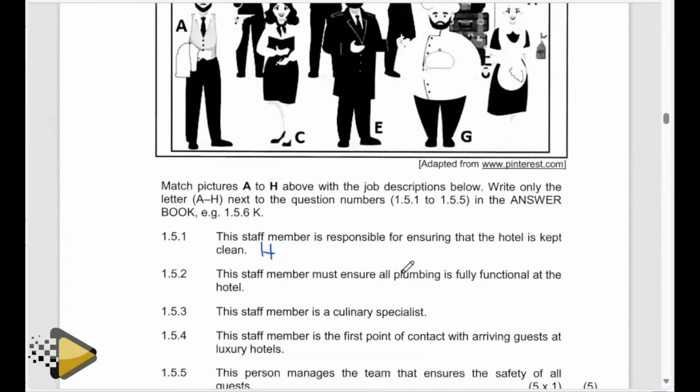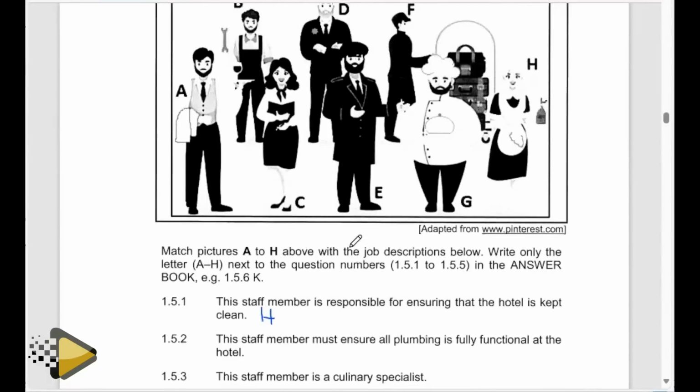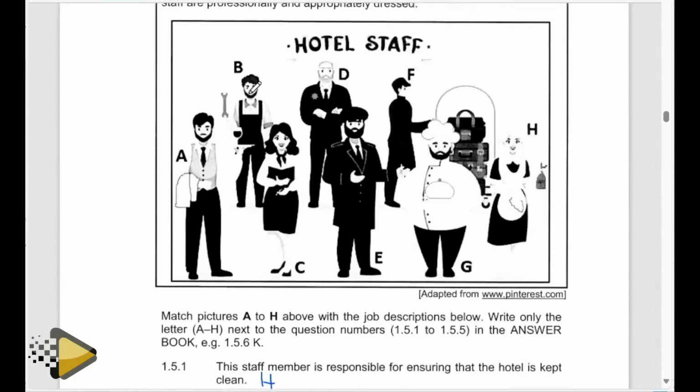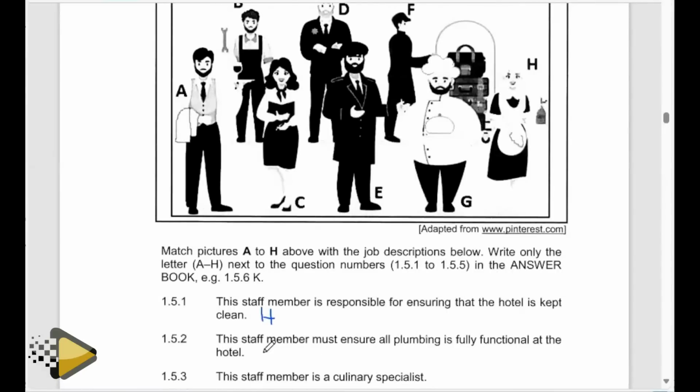1.5.2, this staff member must ensure all plumbing is fully functional at the hotel. So this is the job description of a plumber, or it can be the job description of a handyman. So the image which represents a plumber or a handyman in this case is the letter B. So 1.5.2 is B.